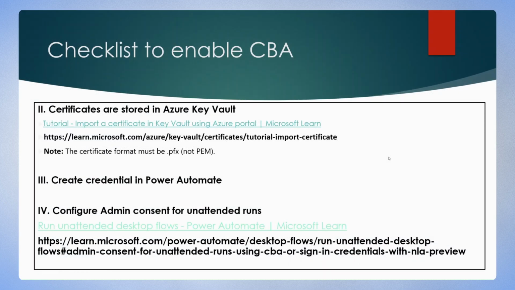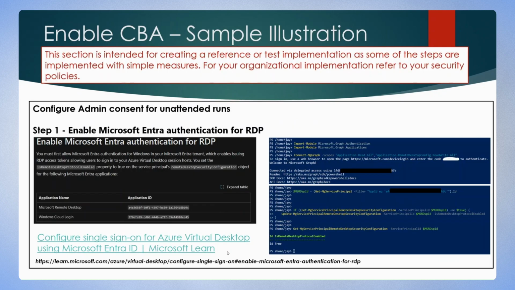Once you have created the credentials in Power Automate, the final step in this set of configuration is to enable the admin consent for unattended runs. Here's the link that you can follow along to enable the admin consent for unattended runs. I will quickly show you the two steps that are required. One is enabling the Microsoft Entra Authentication for RDP. There is a remote desktop application name for which we need to enable this. The set of steps that are listed out in the article, let's take a quick look at them.